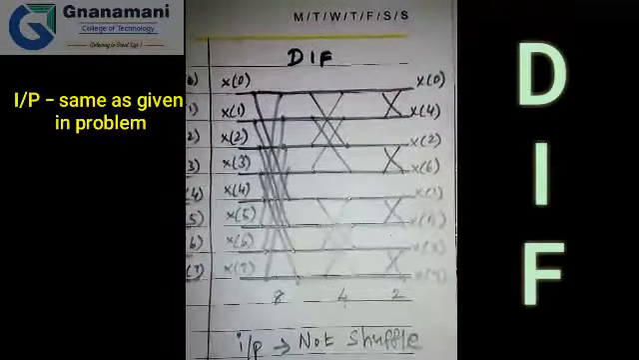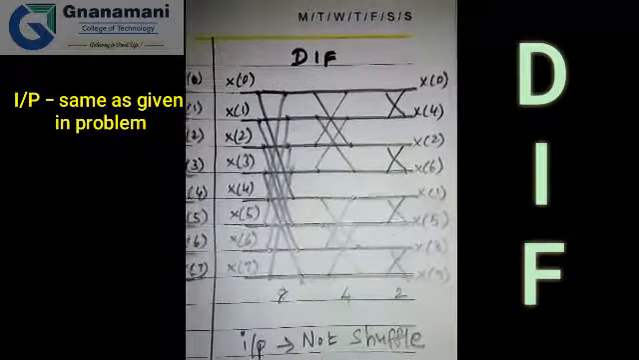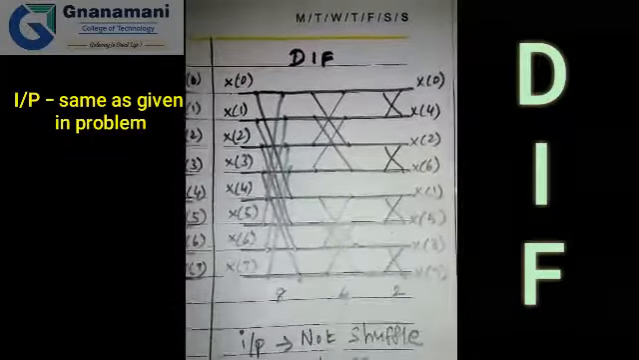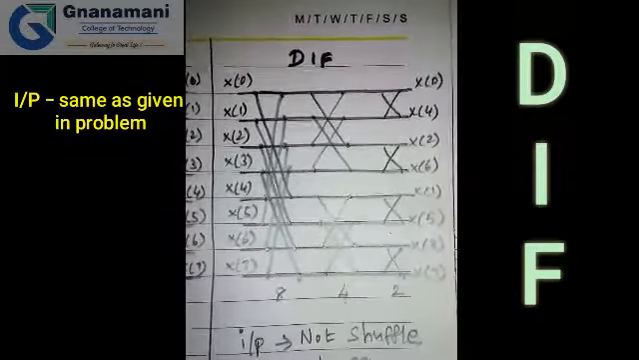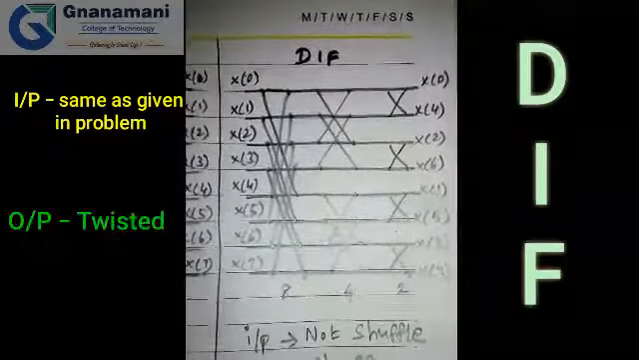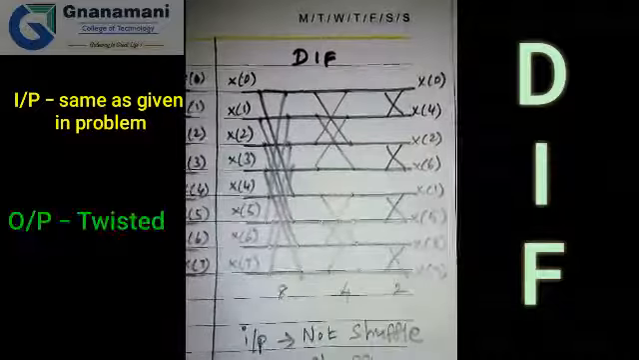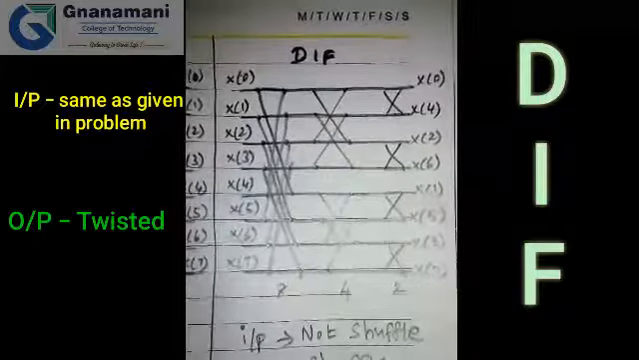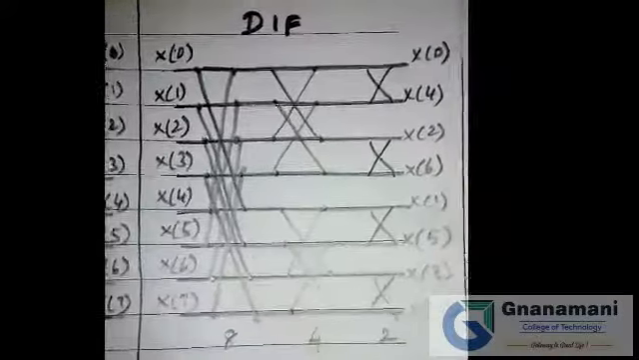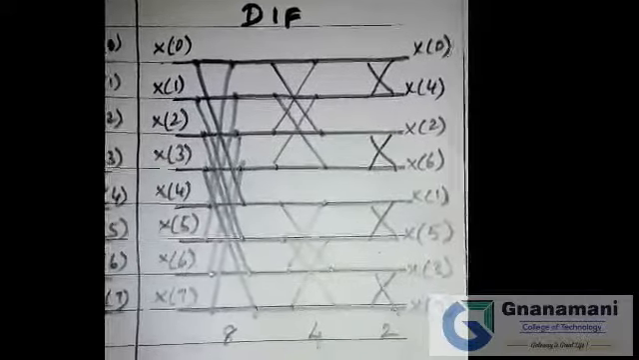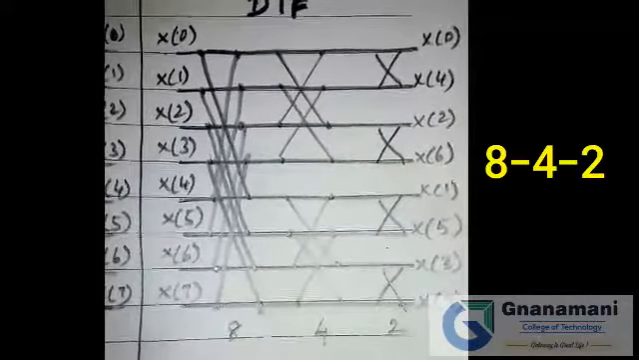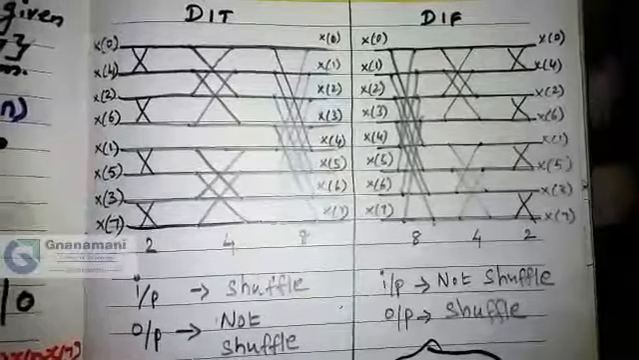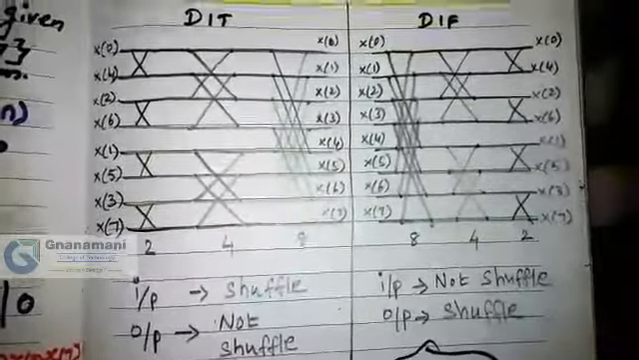Here, for DIF, the input side of the structure should not be changed. Whatever is given in the problem should be used as it is, and the output part should be twisted: 0, 4, 2, 6, 1, 5, 3, 7. That's why I have mentioned here that the input should not be shuffled and the output part should be shuffled. Since DIF is the reverse process of DIT, you can see the stages of DIF start from the combination of 8, then 4 and 2 samples. This is the comparison structure of DIT and DIF.